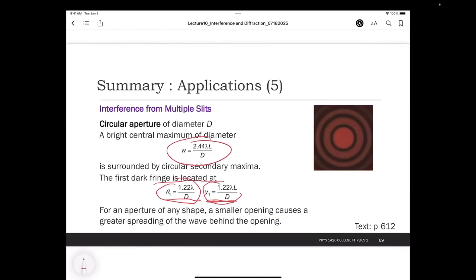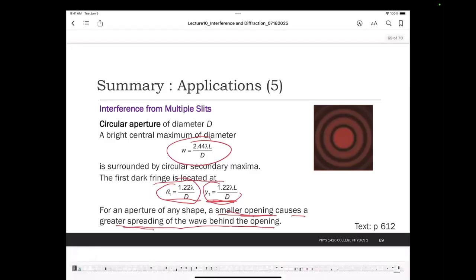For an aperture of any shape, a smaller opening causes a greater spreading of the wave behind the opening. If the opening is bigger, it will cause a smaller spreading. That makes sense to you? Because here the D decreases and this one increases, and this one increases and this one decreases. That makes sense to you?